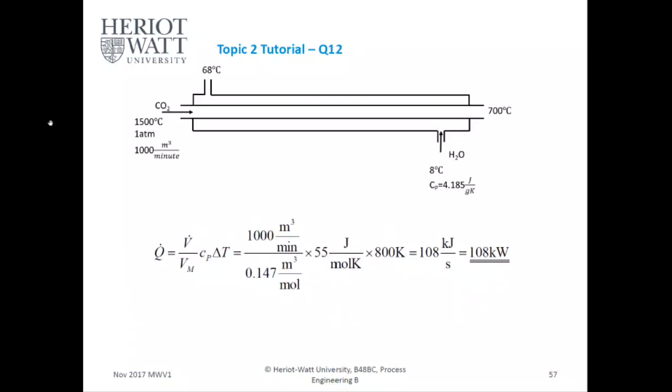Hence, the heat flow equals volumetric flow over Vm multiplied by CpΔT, and your answer will be 108 kilojoules per second, which is 108 kilowatts. That's how much power you'll require.